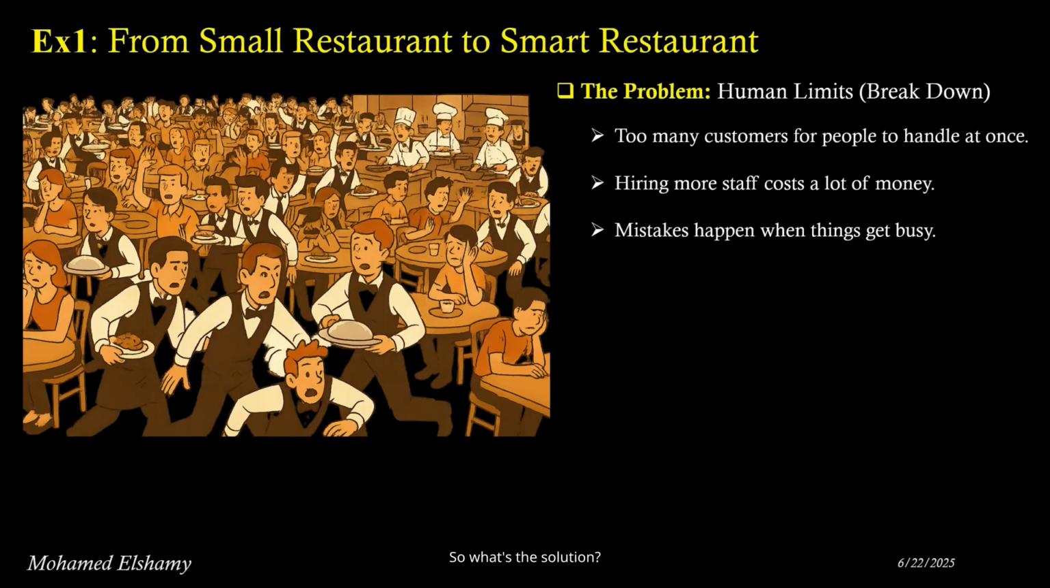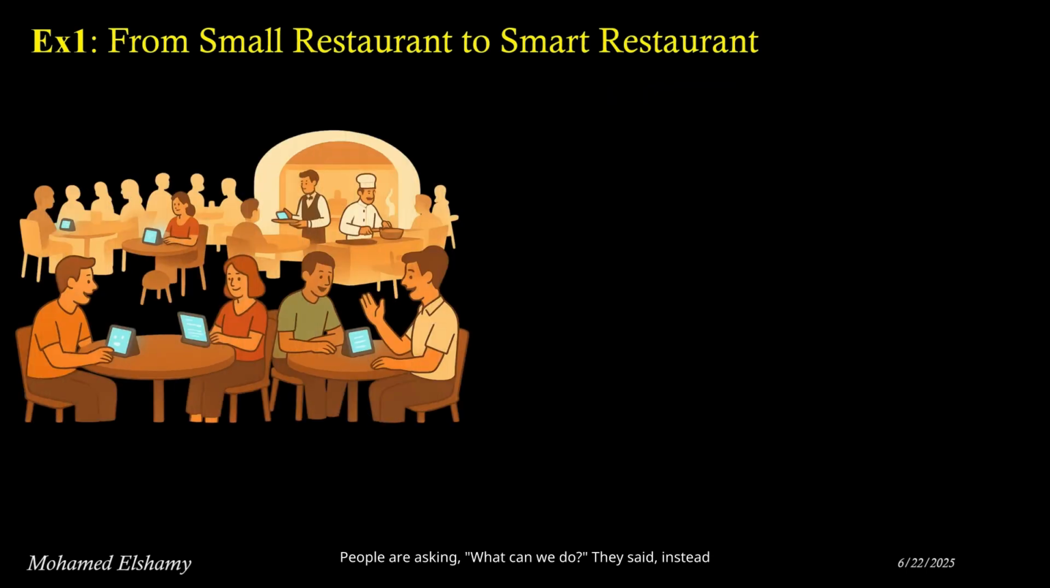So what's the solution? How do we solve this problem? People are asking, what can we do? They said, instead of having the restaurant owner hire new waiters, which would cost him money, we could make him an automated employee, an employee powered by artificial intelligence who can understand human language and interact with people, but isn't actually a person.